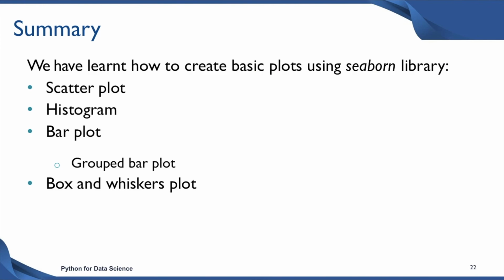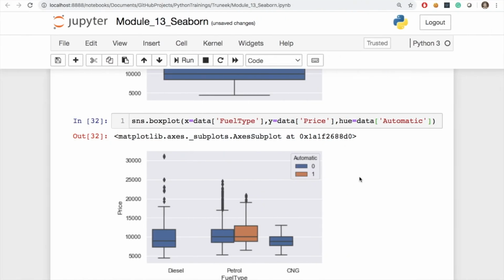Okay, so now we have learned how to create the basic plots using the Seaborn library. We have seen scatter plots, histograms, and bar plot and grouped bar plot also. Then we have seen box and whisker plots and grouped box and whisker plot also, right? So this is how we do the visualizations in the Seaborn library.